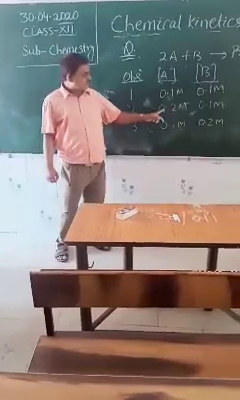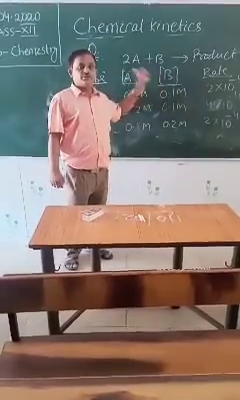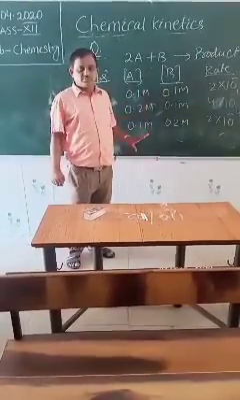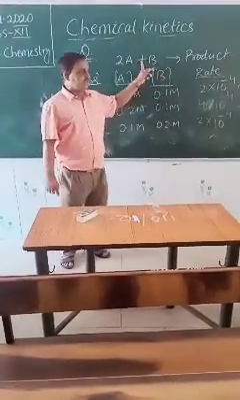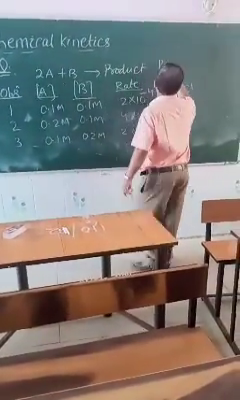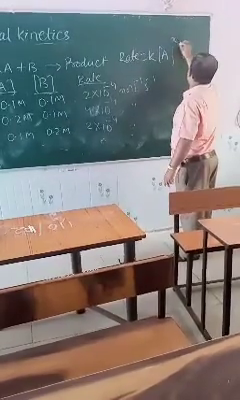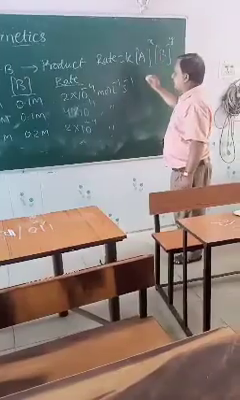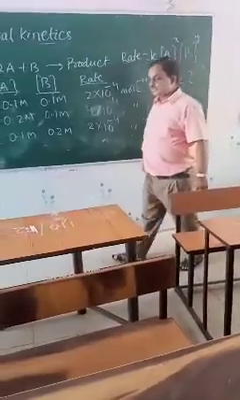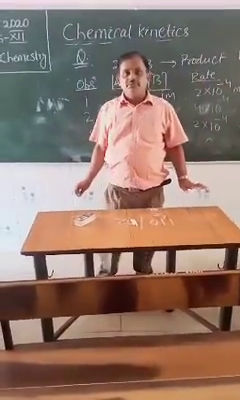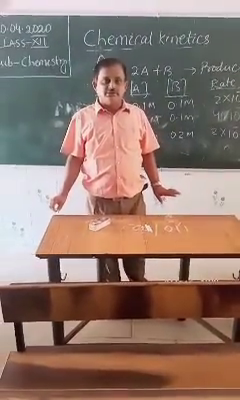Students, you have to find out the order with respect to A, order with respect to B and the rate law. This type of question will come in the exam. The rate equals k into A to the power x, B to the power y. You have to find out x and y. So this is all about the rate law and how you can find out the order of reaction and how you can write the rate law.